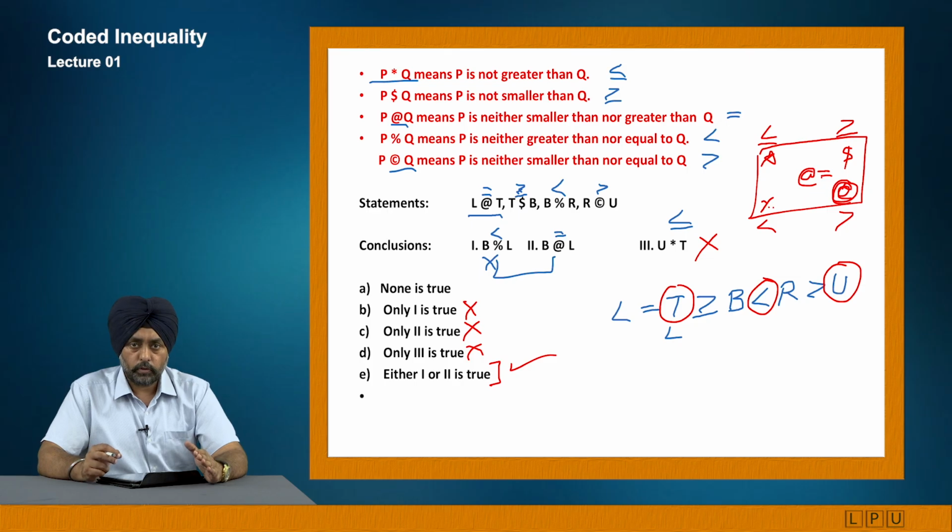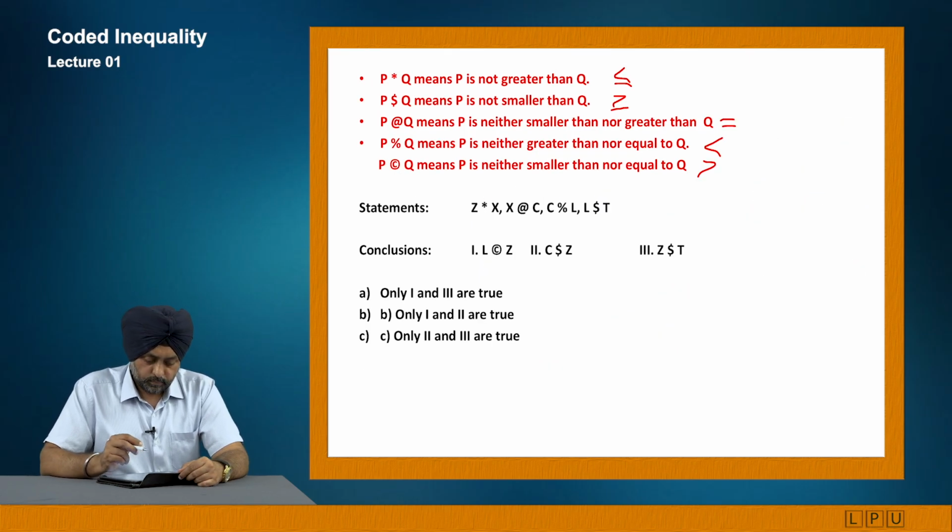Let us solve one more question to make it more clear. Here comes the next question. Z star x. Star means less than or equal to, we will put the symbol. At the rate means equal to, x is equal to c. Percentage means less than, c is less than, so we will put it like this. Dollar means greater than or equal to, so we will put it like this.